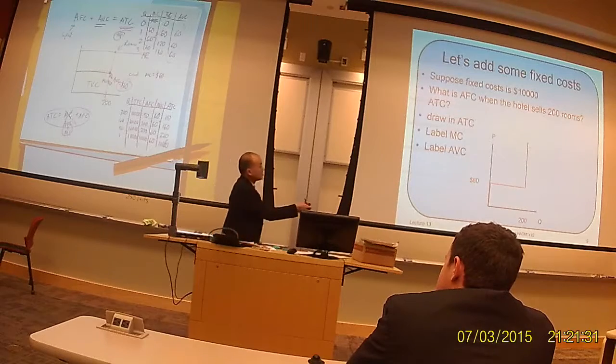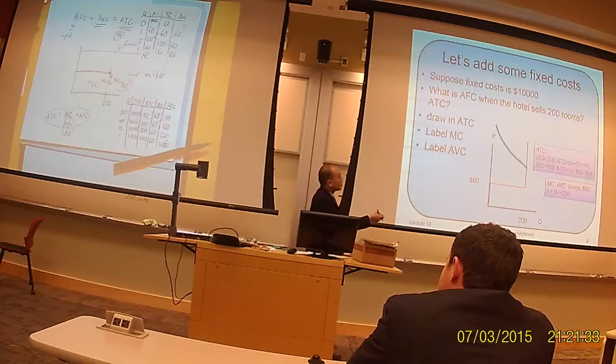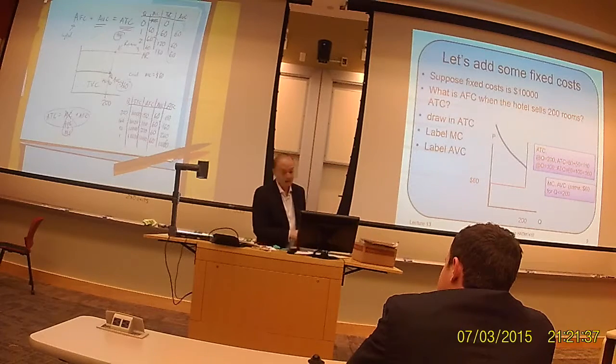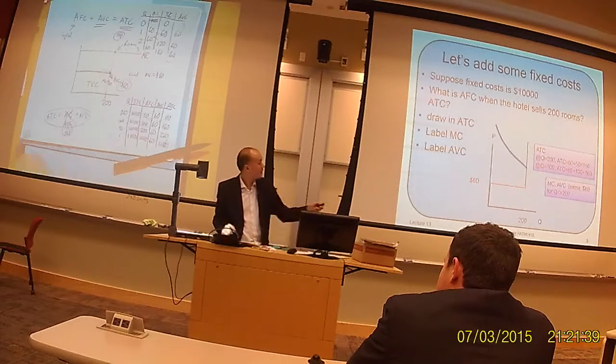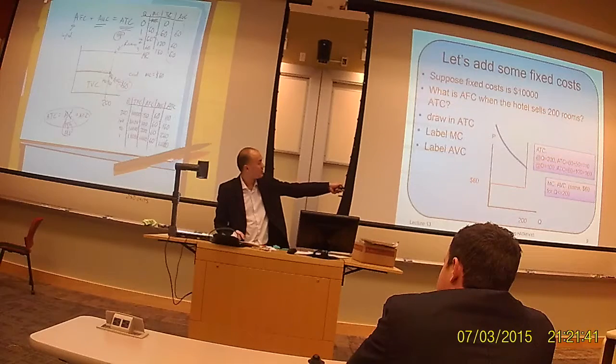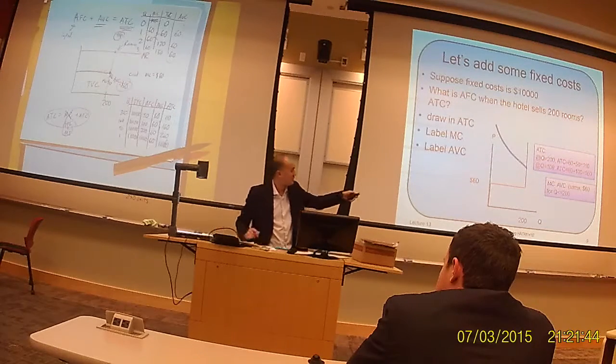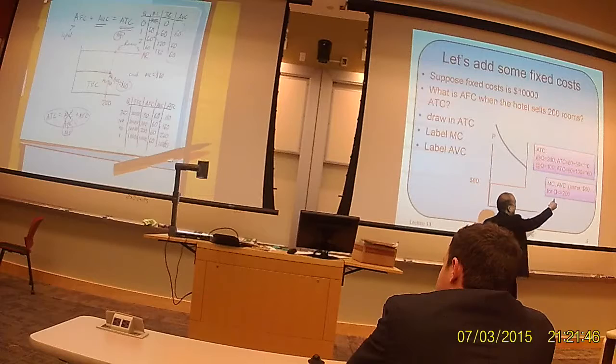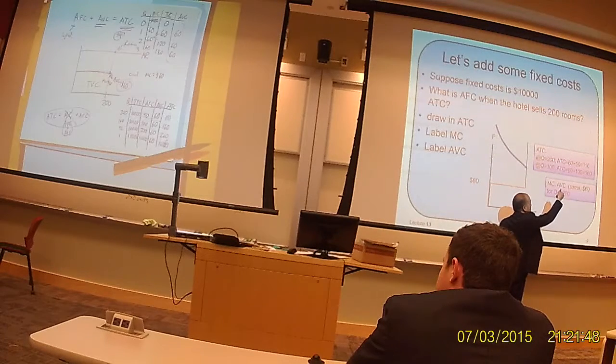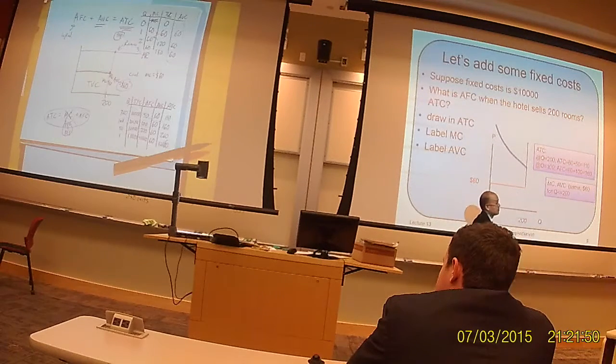Okay. So when I draw an average total cost, it's going to look like this. And I'm going to add in the average fixed cost, which changes. So these parts are the average fixed costs that we just made in a table. These are the average variable costs.